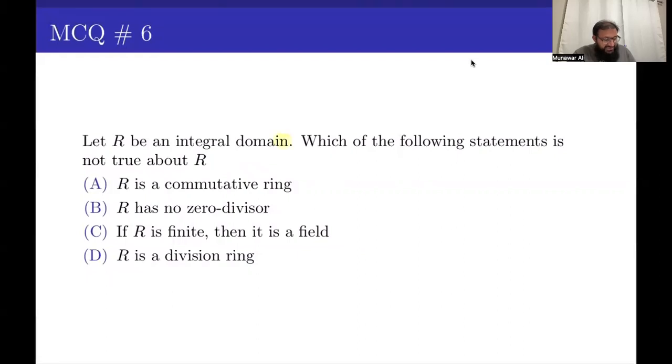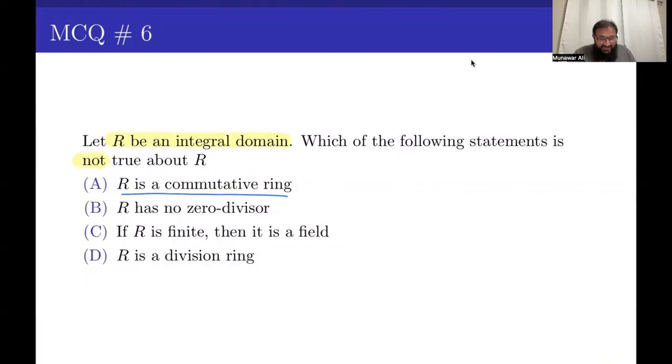So we have R, which is an integral domain. Which of the following is not true? So you have to be careful about these words. Which of the following is true and which of the following is not true? So, is this a commutative ring?